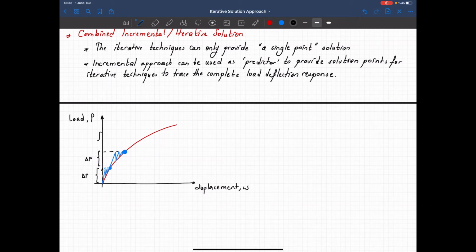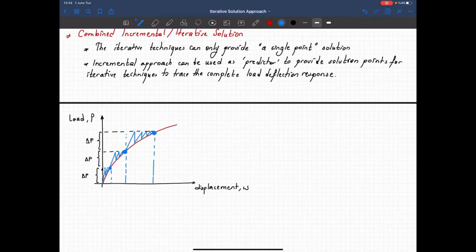So by going this way, I will use the first incremental solution, which will be this one, as my predictor. So these displacements will be the predictors, and then by using the iterations, I'm reaching the equilibrium. So if I reduce the size of the increments in my solution, I'll obtain more solution points, and with the help of that I can trace the full load deformation curve.